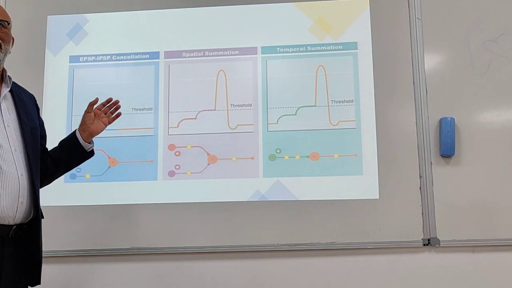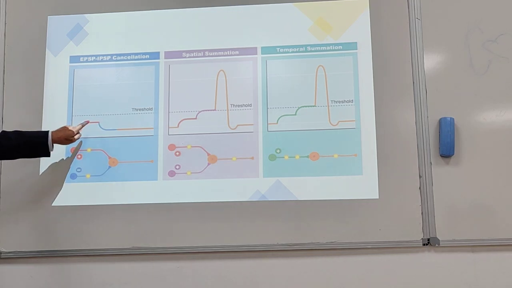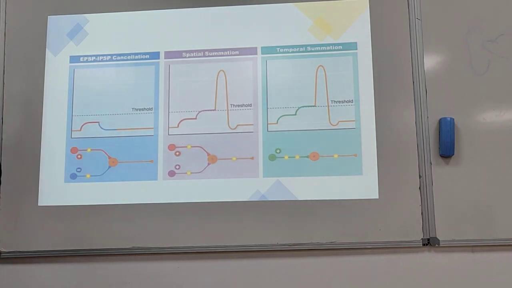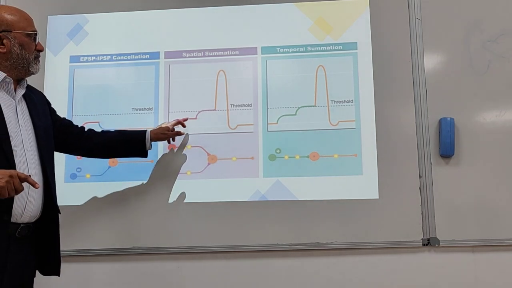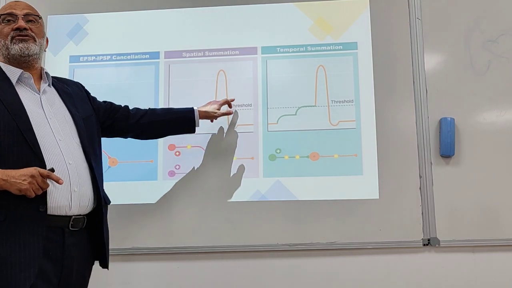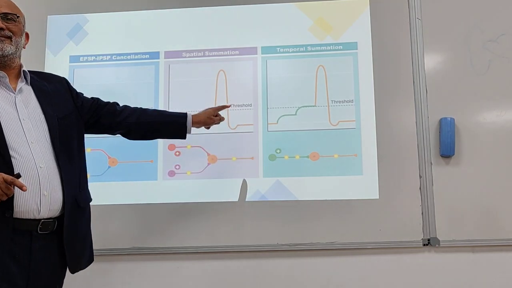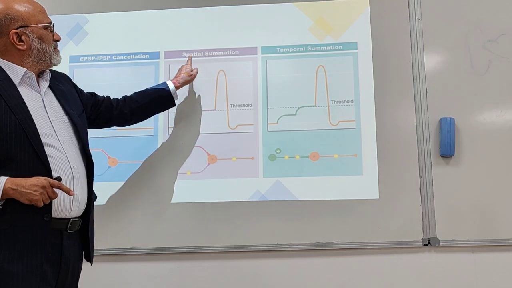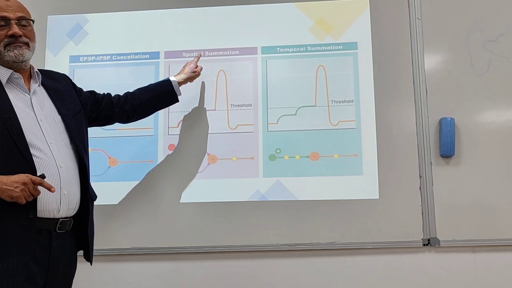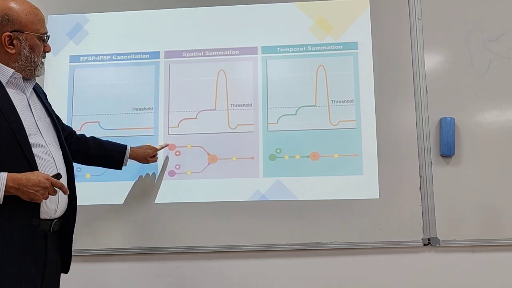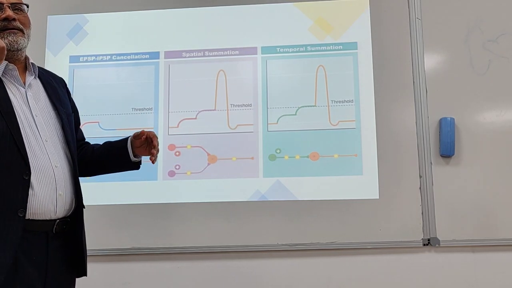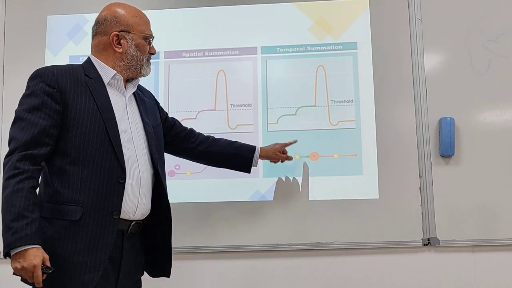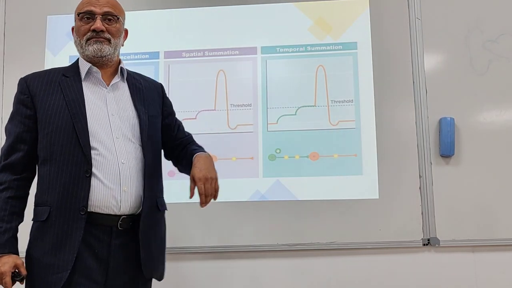Muhammad, no effect, because it is not reaching threshold. Muhammad, not reaching threshold. Now, 2 or 3 of us said, Muhammad, it reached threshold. There is action potential. Jama, spatial summation. You understand what I am saying? This is 1, 2, 3, 4 people. Or a single person gave a big stimulus, reached threshold.